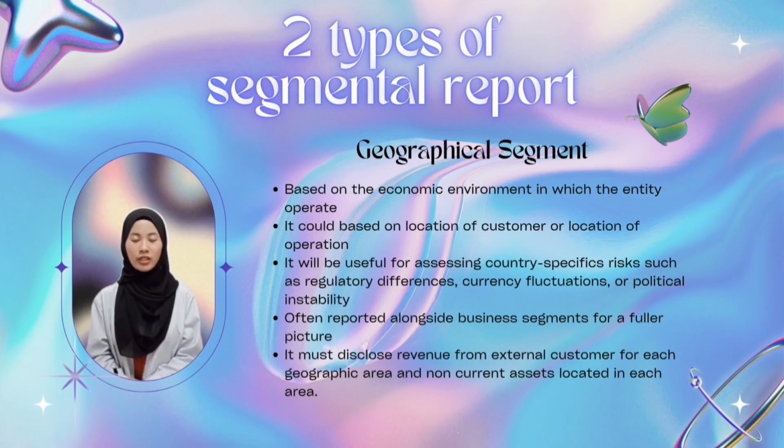Second, we have geographical segment. Geographical segment is based on the economic condition in which the entities operate. It is based on the location of the customer or location of the operation. It could be useful to assess country-specific risks such as regulatory differences, currency fluctuation, and political instability. The disclosure for geographic area must include revenue from external customers from each geographic area and non-current assets located in each area.